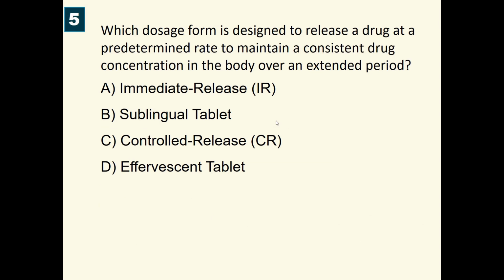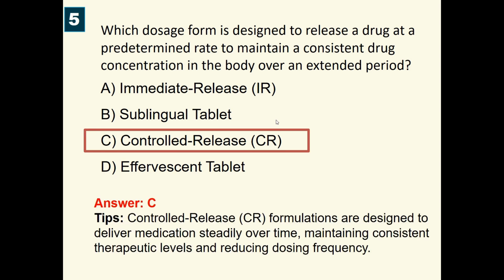Next, which drug form is designed to release the drug at a predetermined rate to maintain consistent drug concentration in the body over an extended period? A. Immediate release. B. Sublingual. C. Controlled release. D. Effervescent. The correct answer is C. Controlled release formulations are designed to deliver medication steadily over time and maintain consistent therapeutic levels, reducing the dose frequency.